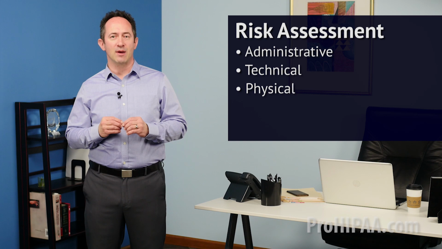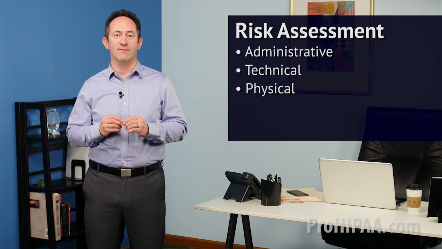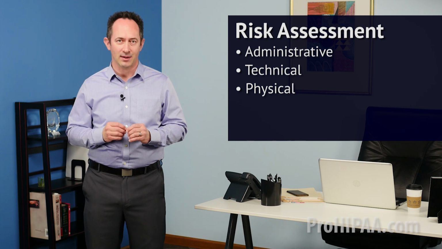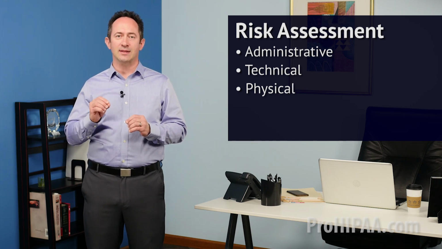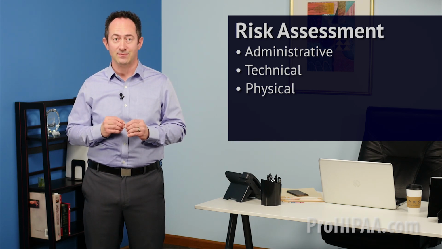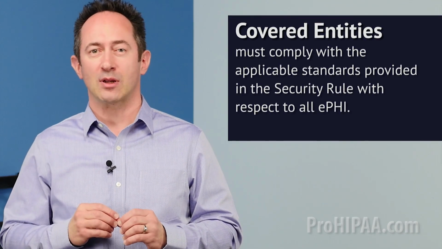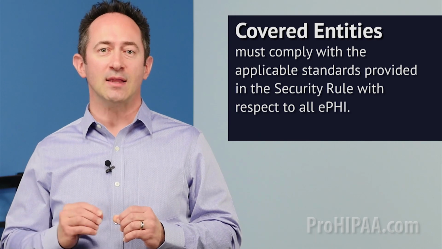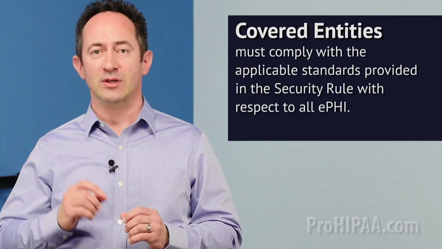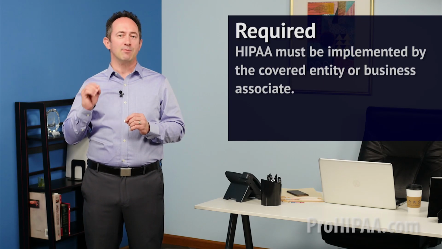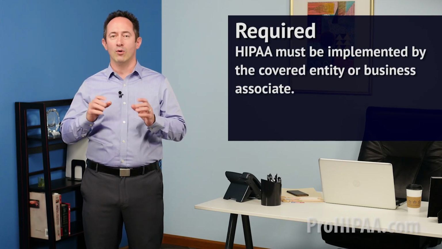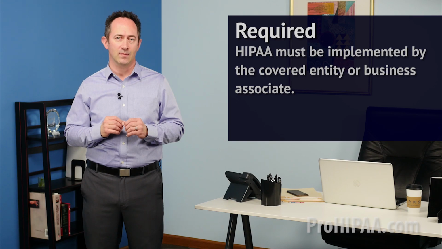The standard questions measure a covered entity to ensure the confidentiality, integrity, and availability of ePHI, while in the custody of covered entities and business associates. Covered entities and business associates must comply with the applicable standards provided in the security rule with respect to all ePHI. Required means that it must be implemented by the covered entity or the business associate.